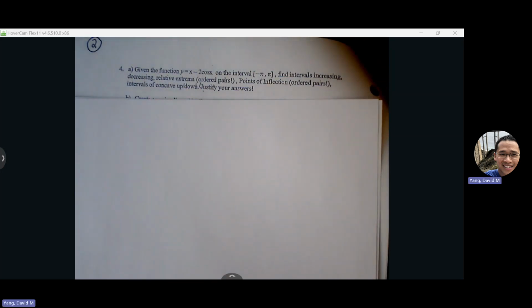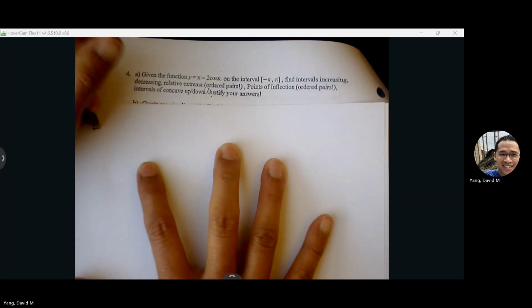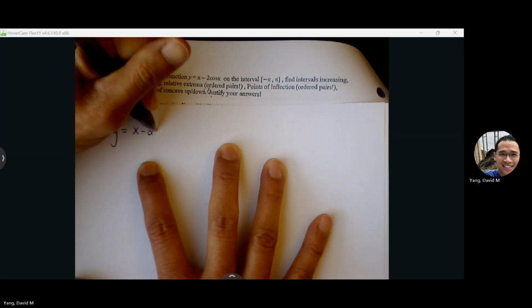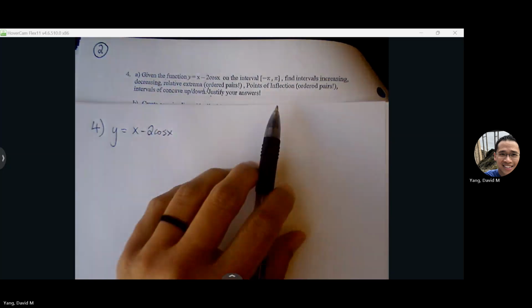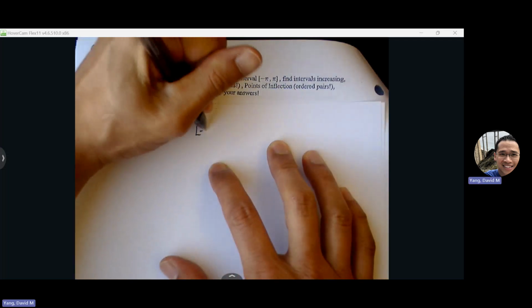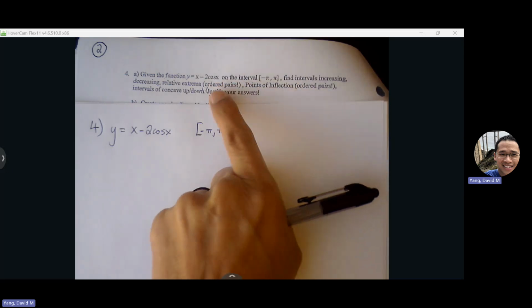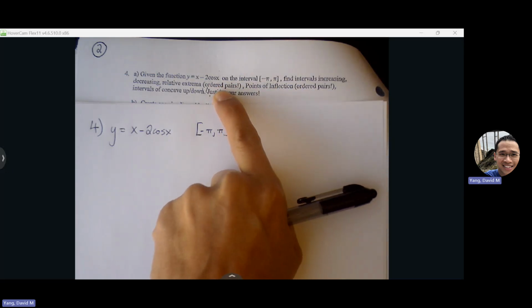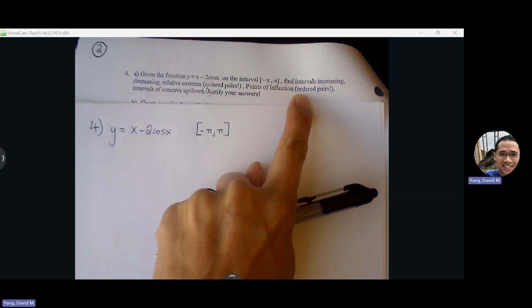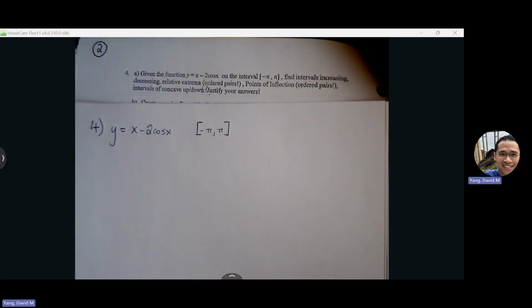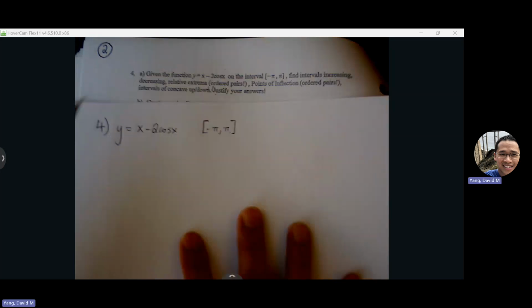Okay, so given our function x minus 2 cosine x, on the interval from negative pi to pi, find the intervals increasing, decreasing, relative max, ordered pairs, points of inflection, ordered pairs as well, intervals of concave up, concave down. So we're just going to go through the first derivative test and concavity, create our sign lines for both our f prime and f double prime.